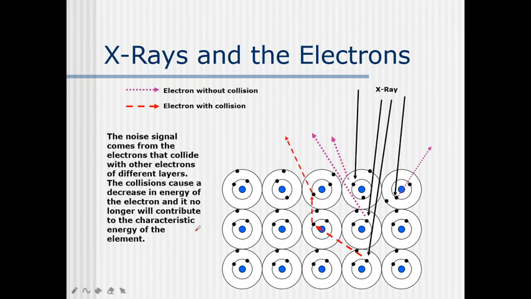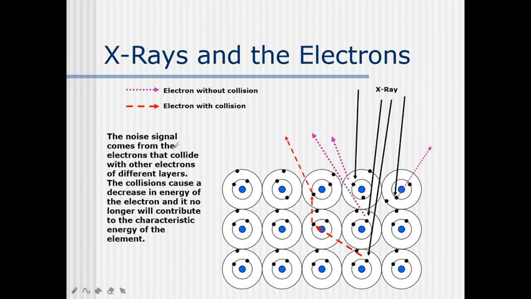Now let us understand this in a more realistic system where atoms are being packed. Now when we see over here, these purple color arrows electrons, they are coming out without any collisions, whereas these red color arrows electrons, they are coming with collisions. Now these red color arrows system in which the electrons are coming out with collisions, they contribute to the noise. Whereas without the collision system, they give us the proper analysis of the surface.